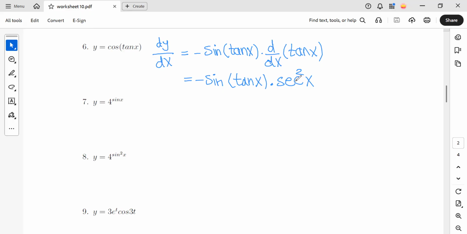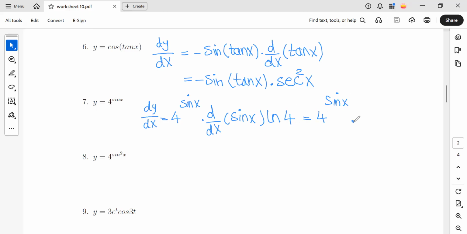Number 7 is about 4 to the power sine of x. It is an exponential function, so dy dx would be a copy of whatever we have times the derivative of the power times ln of the base, because the base is not e here. If it was e, we don't write ln because ln of e is just 1. So altogether, it will be 4 to the power sine of x times ln of 4 times, we know that the derivative of sine is cosine of x.